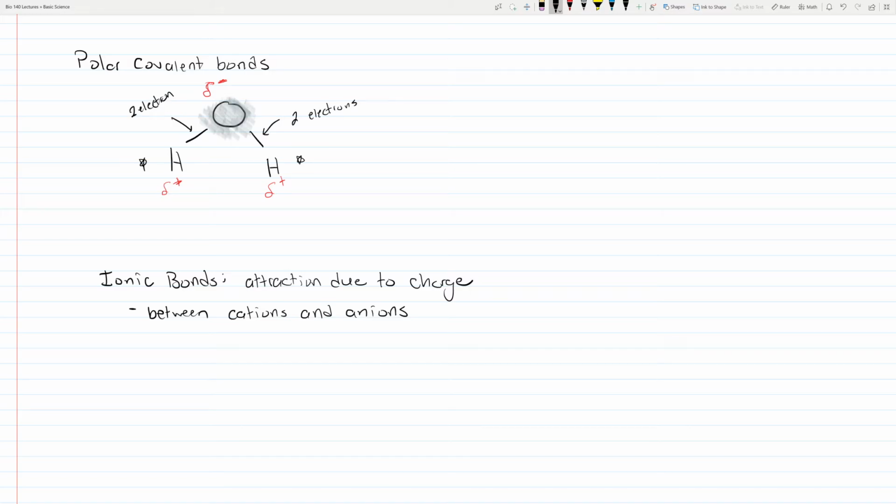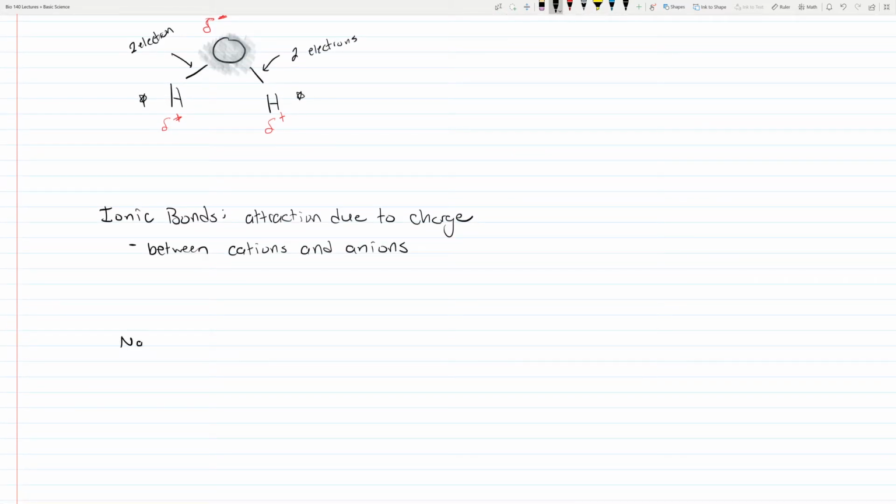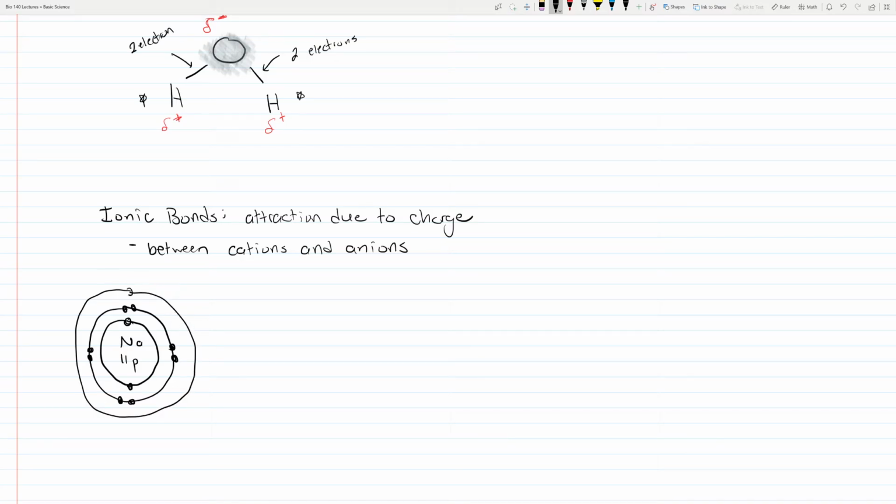So what we're going to do is look at sodium chloride, what you know as table salt. So sodium, we know that sodium has 11 protons. So let's draw it in here. 1, 2, 3, 4, 5, 6, 7, 8, 9, 10. And then it's going to have this one lone electron up here. And this is the valence electron, the outermost electron. Now we're going to see Cl, and that's got 17 protons. So we're going to draw that in.